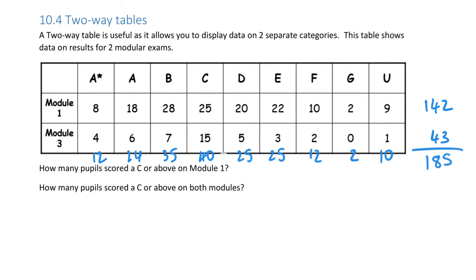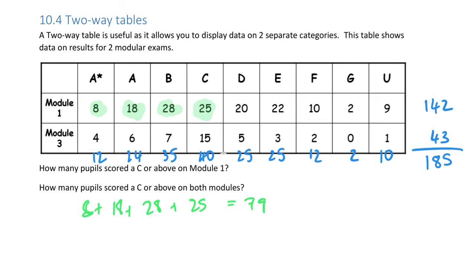How many pupils scored a C or above in Module 1? So a C or above in Module 1 is going to be these 25 people, and 28, 18 and 8. So we're going to add 8, 18, 28 and 25 to get 79.